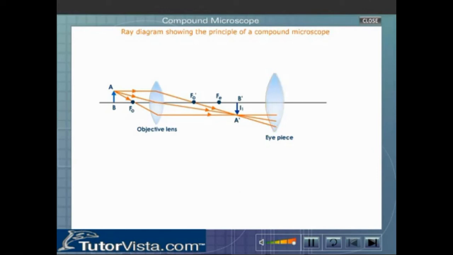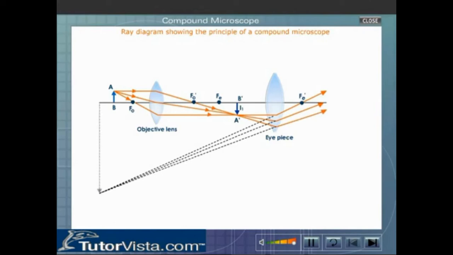The position of the eyepiece is so adjusted that the image lies within the focus of the eyepiece FE. The eyepiece acts like a magnifying glass and forms a virtual, erect and magnified image of the object.